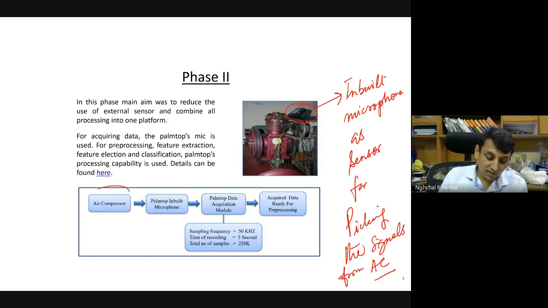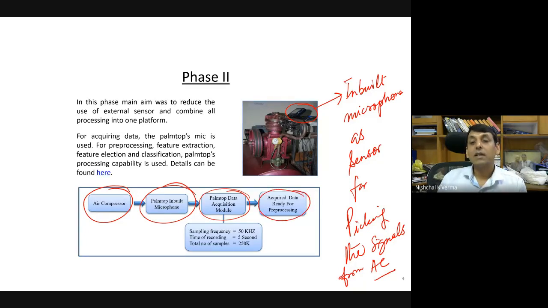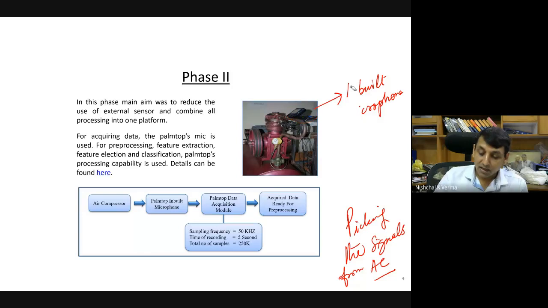And you see here the air compressor, then the palm top inbuilt microphone, and then the palm top data acquisition module, and everything is on the palm top. The size was also like a palm, as the name itself suggests. Pre-processing and everything further was done here, nothing else. So please understand that lots of miniaturization was done based on that.